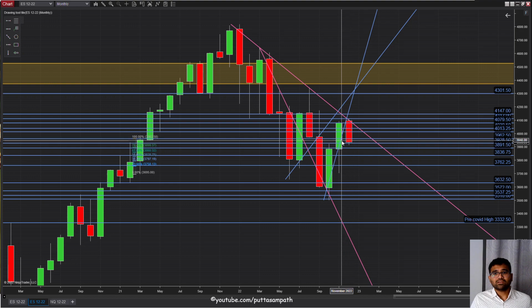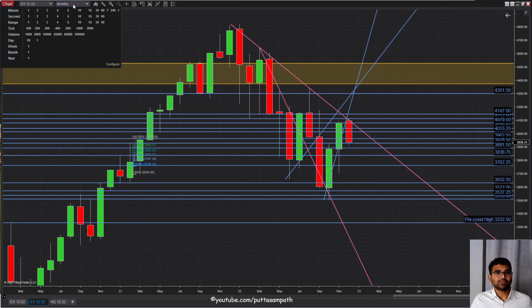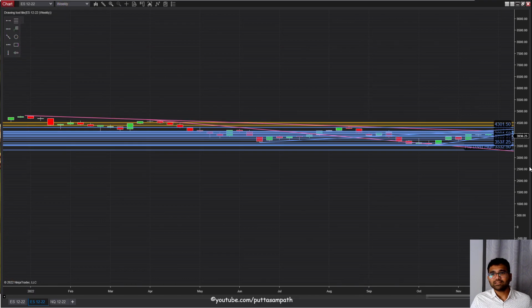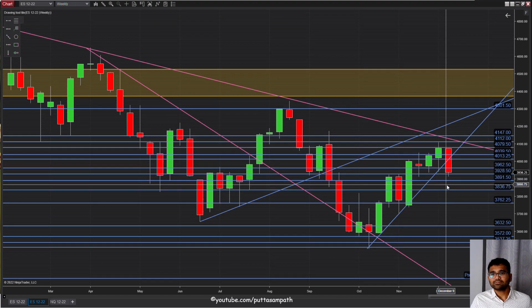So the trend is up on monthly, but it is balancing as we are currently trading within November month's range. So that's the monthly trend on S&P 500 futures, that is ES. Let's look at the weekly chart. On the weekly chart, we closed below the prior week's lows. The trend on weekly is bearish.